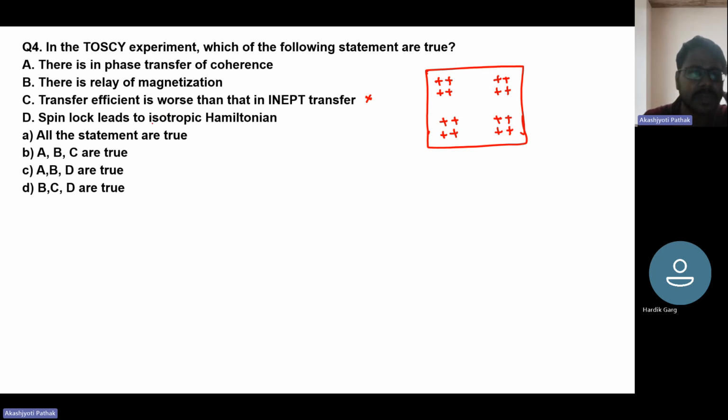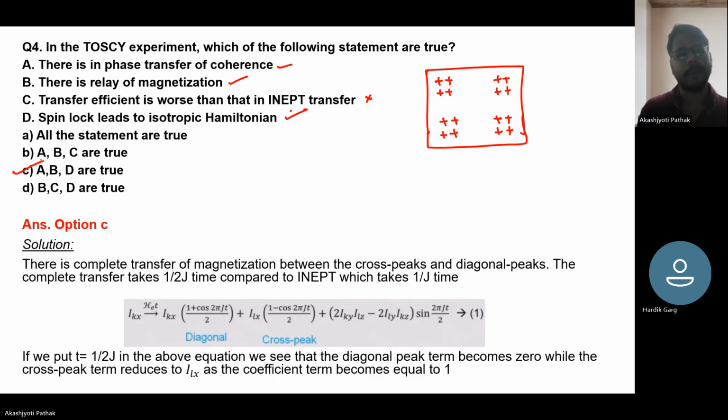But the fourth option, spin lock leads to isotropic Hamiltonian. Right. So this option is also correct. So options A, B, and D are correct over here. Okay. So that is why the spin lock period is also known as the mixing period. So options A, B, D are true.